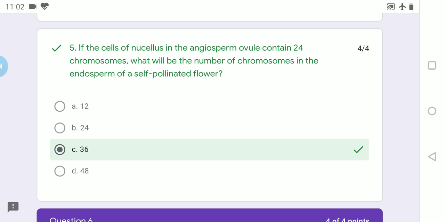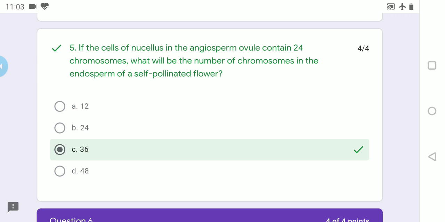So there are two types of cells present, vegetative cells and generative cells. Vegetative cells generally contain 2n, that is the ploidy, the chromosome number 2n, isn't it? The generative cells are the sex cells, so they contain n. If you know this concept, you can identify the answer easily.